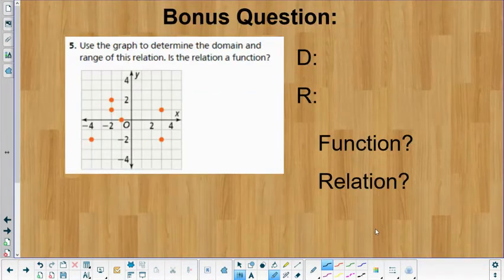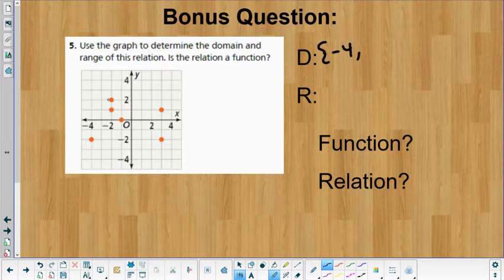All right, here's a bonus question. So this one, we want to tell what the domain and the range is and whether it is a function or a relation. So domain is all of our available x values. So I'm going to start here on the left because this is my smaller x's, and I'm going to list every x value that has a dot above or below it. So in our first one, there's a dot here and its x value is -4.